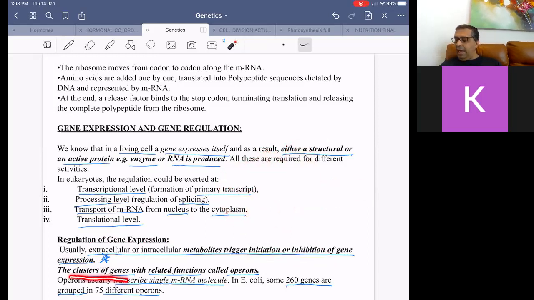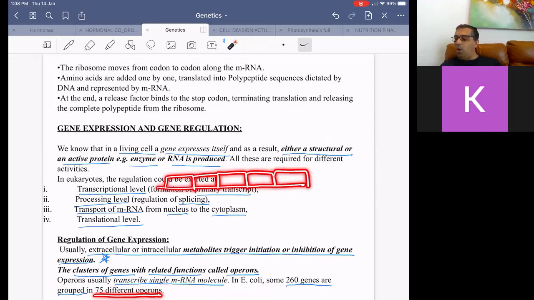A cluster of genes with related function is called an operon. एक क्लस्टर ऑफ जीन्स होता है, उसे operon कहते हैं. And operons usually transcribe a single mRNA. एक सिंगल mRNA को एक क्लस्टर ऑफ जीन्स एक्सप्रेस करते हैं. In E. coli, there are some 260 genes which are grouped into 75 different operons. So, a cluster of genes hota hai, which is called an operon.